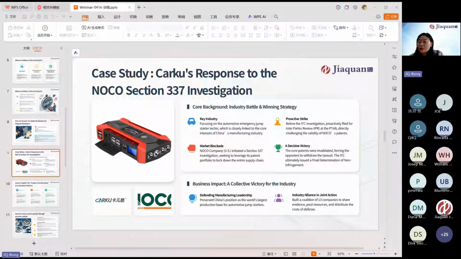It's worth noting that because the cost of Section 337 investigations is often extremely high, a single company can hardly afford it. So in many cases, the sued companies will join together to form an alliance to fight collectively. They share resources, they share documents together to win the case together.